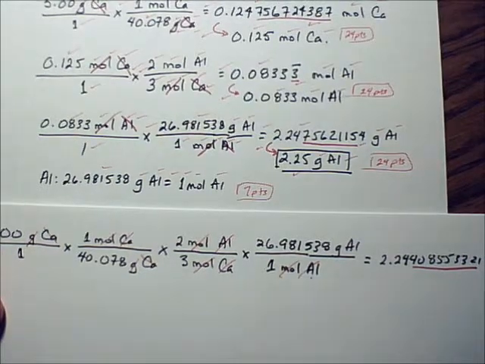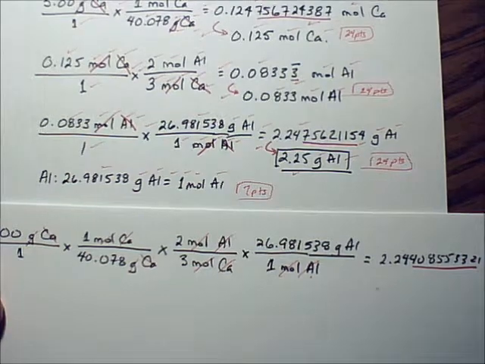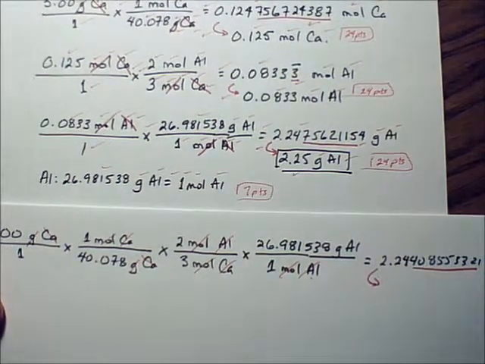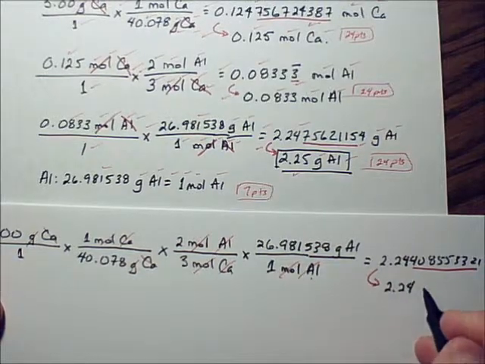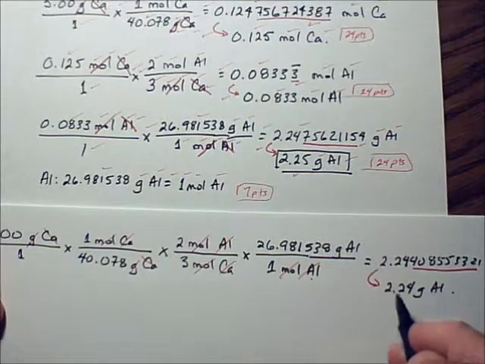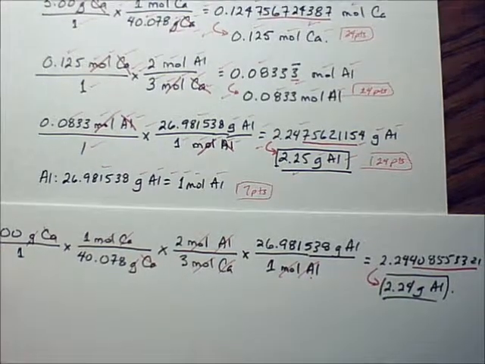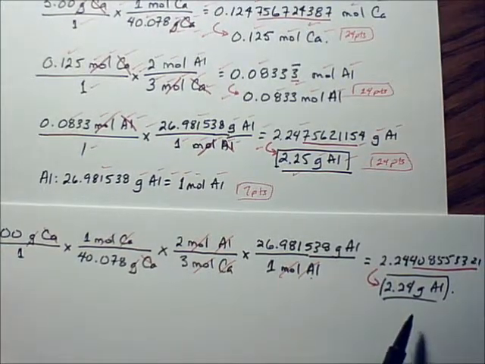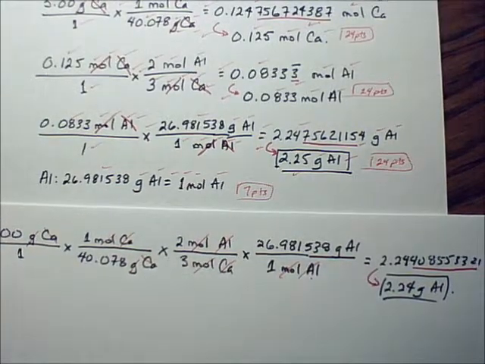I didn't put my units of measurement over here. I need to do that. Draw an arrow to show that I'm going to round off this answer. And we get 2.24 grams of aluminum. Before we got 2.25, but this is actually a better answer. This would be a more accurate answer. Okay? That's it. That's all there is to it.